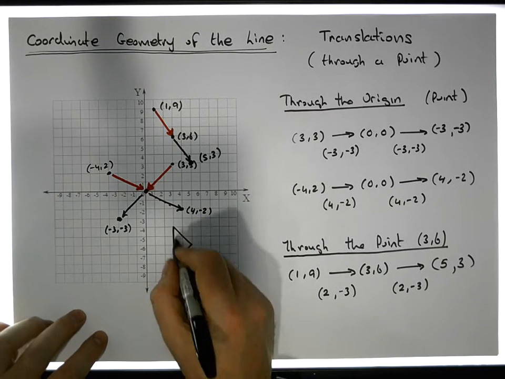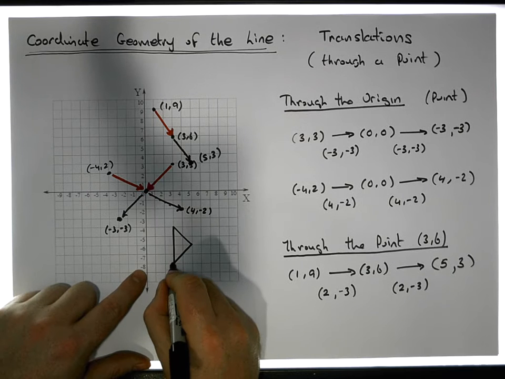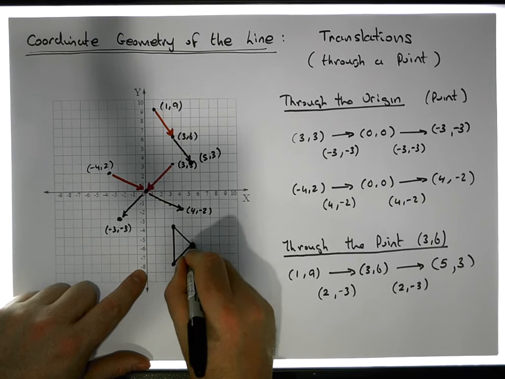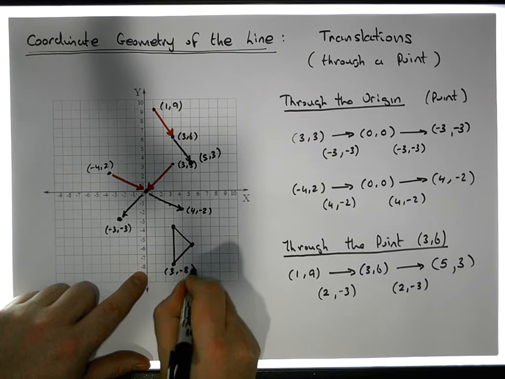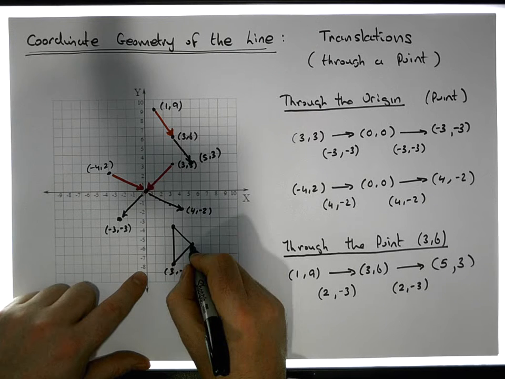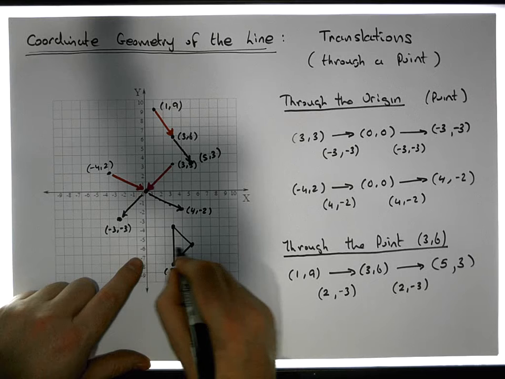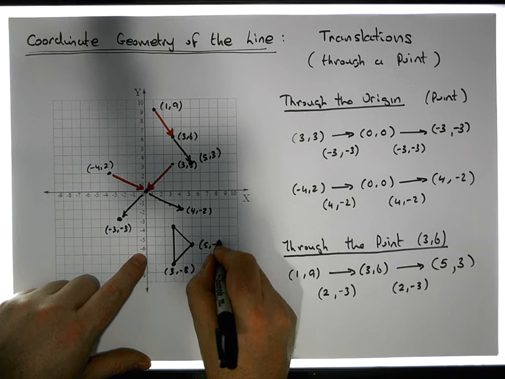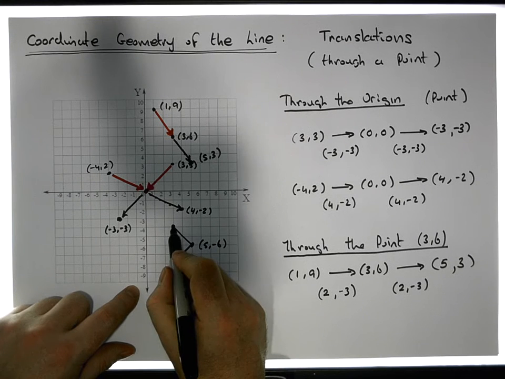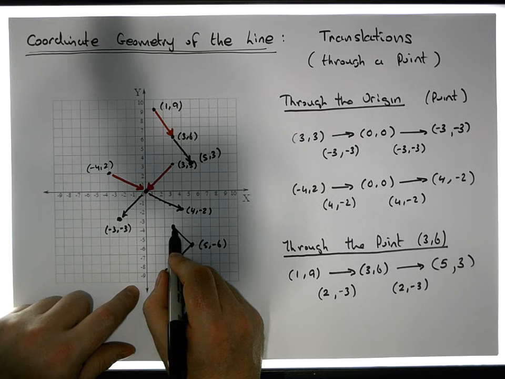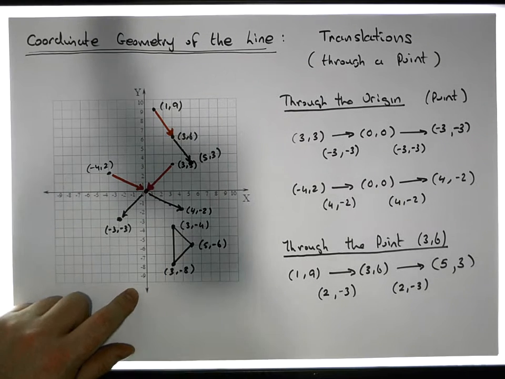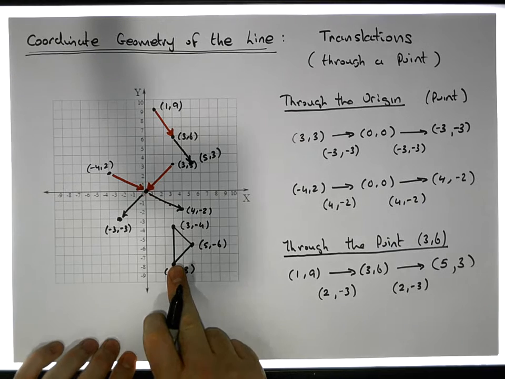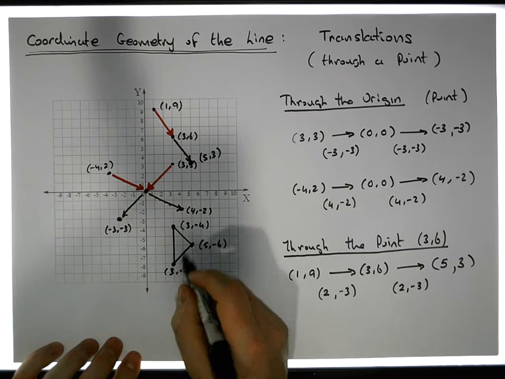Let's say the coordinates are, we've got 3 vertices. The coordinates here are 3 minus 8. The coordinate here is 5 minus 6. The coordinate here is 3 minus 4. And let's see where this goes under a translation through, let's say, the point.